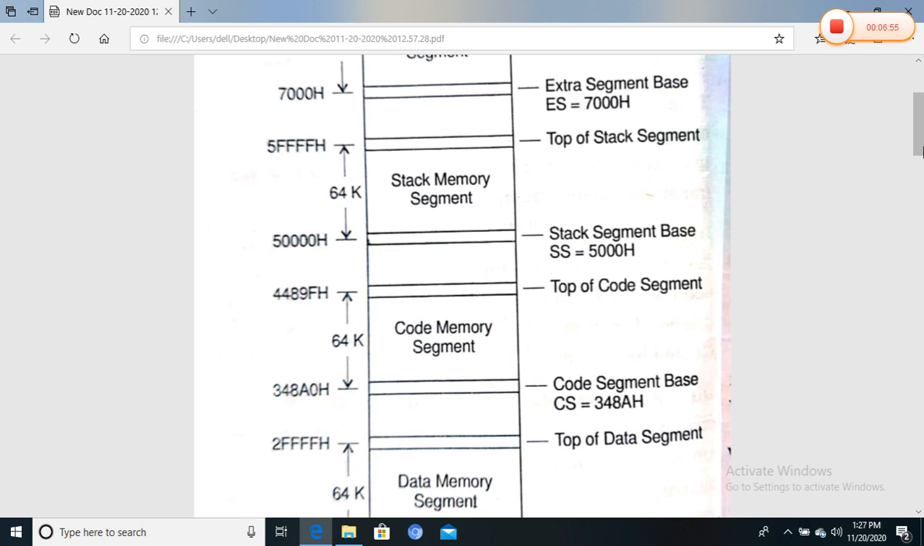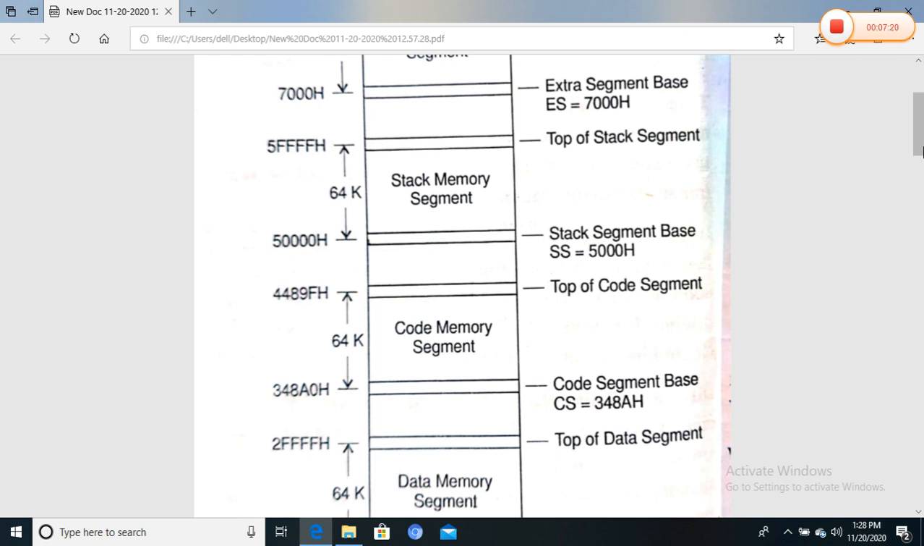So segmentation allows two processors to share the data, and it allows you to extend the addressability of the processor. There is also dynamic relocatability, meaning a program can be easily transferred from one code memory segment to another without changing the effective address.